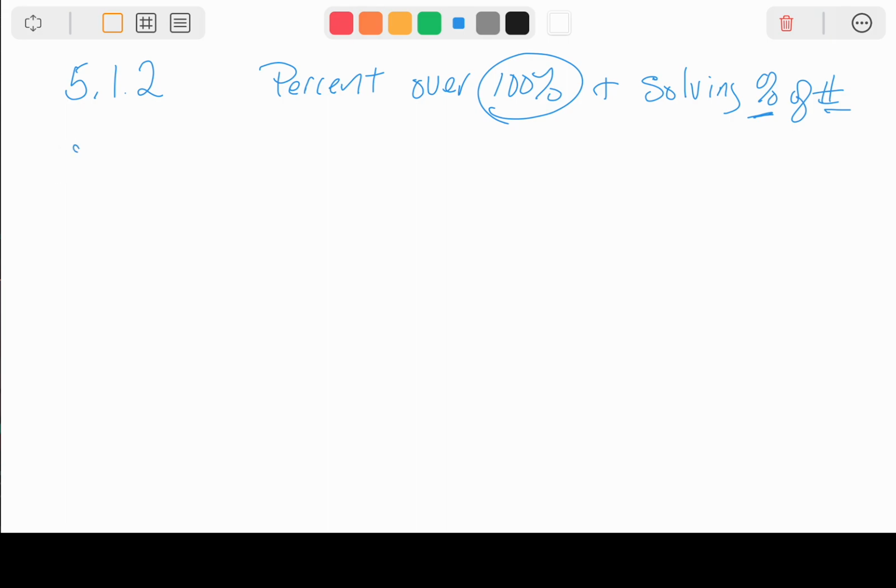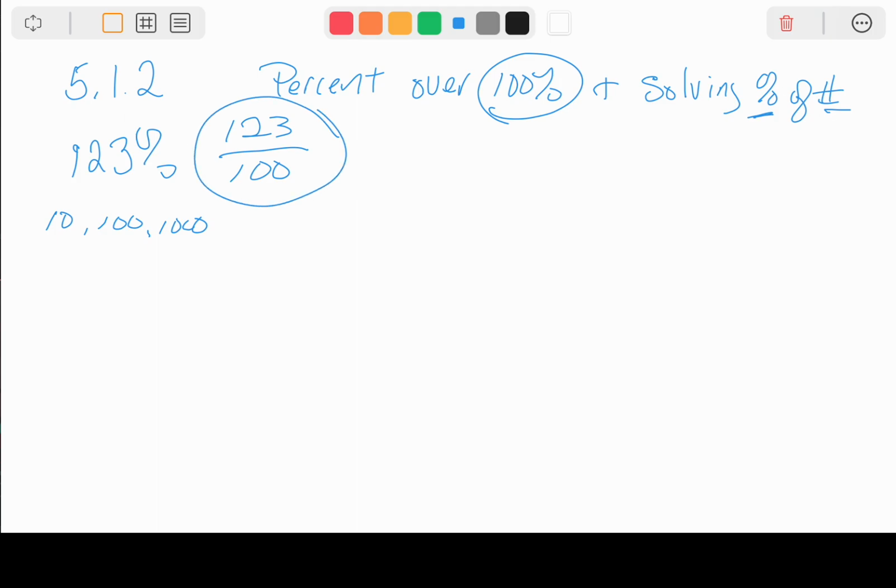Let's use a nice number like 123%. So what we know is our first step is to divide, and we need to make this into a fraction. So we have a fraction. We know we need to use powers of 10. And in this case, since it's over 100%, I'm actually going to use 100 as my denominator. Okay? And that means that 123 becomes my numerator. So this is now my fraction.